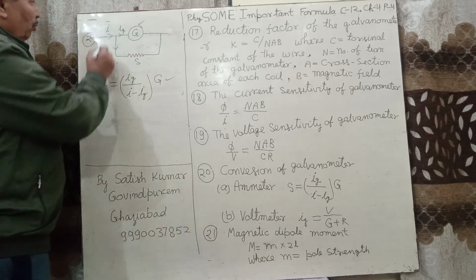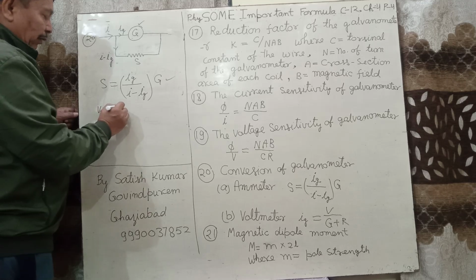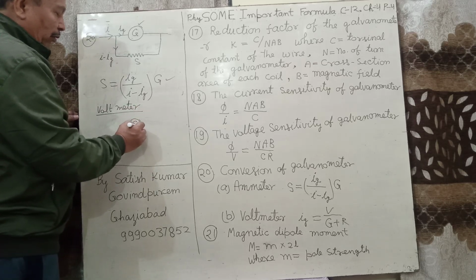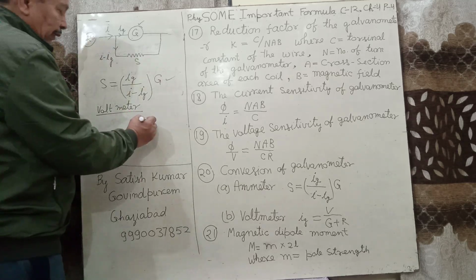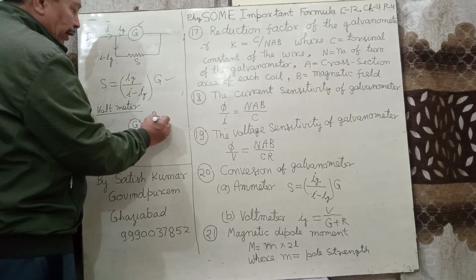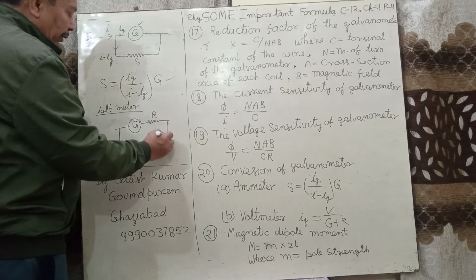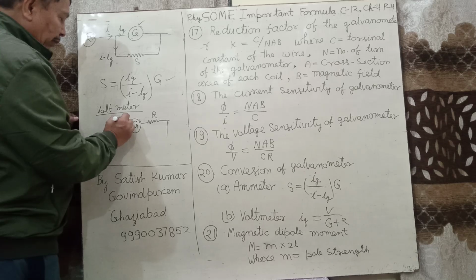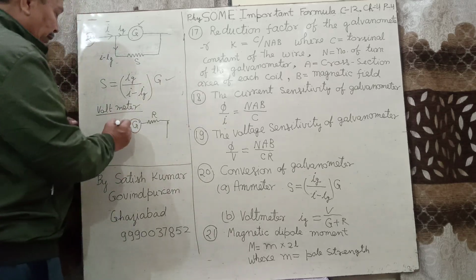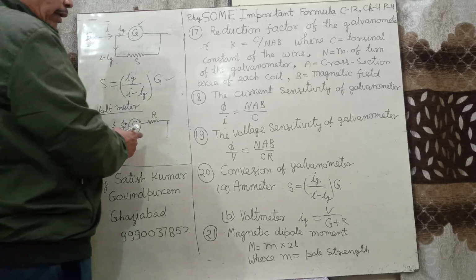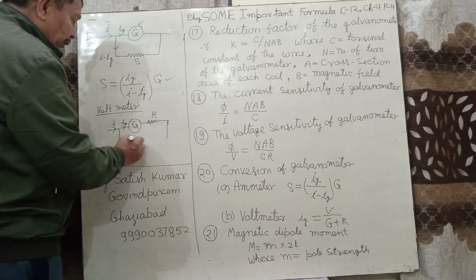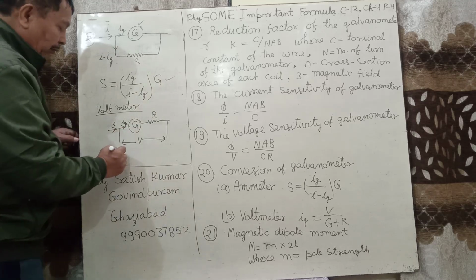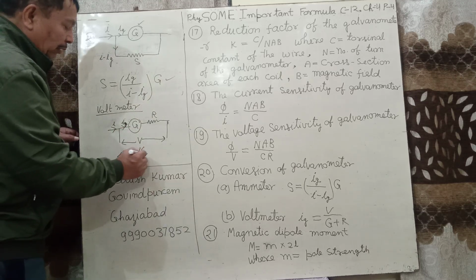Now I am telling you about the voltmeter. To convert into a voltmeter, what will we do? Suppose this is a galvanometer, and we connect a high resistance R. This is the current I, here is the current Ig, and the voltage across it is V. Then Ig equals V upon G plus R.